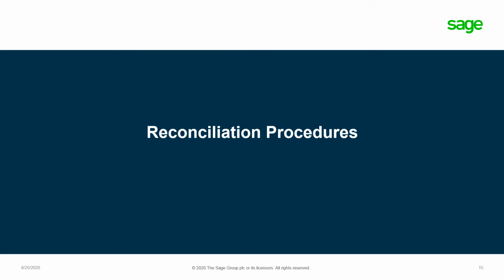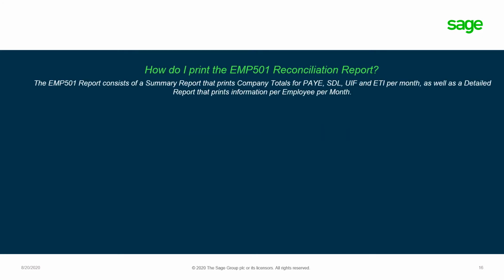Reconciliation procedures. How to print the EMP 501 reconciliation report. The EMP 501 report consists of a summary report that prints the company totals for pay-as-you-earn, SDL, UIF, and ETI per month, as well as a detailed report that prints information per employee per month.